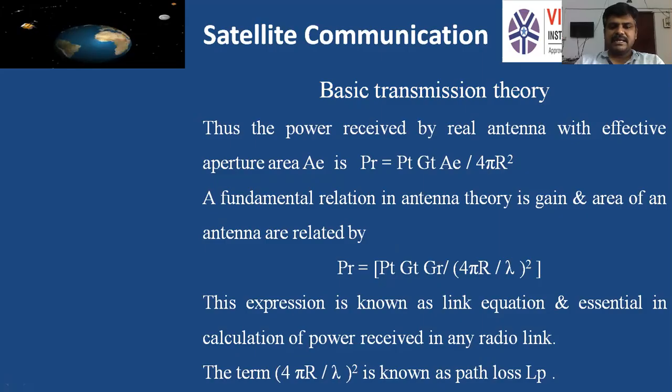The fundamental relation in antenna theory is Pr equal to PTGT-GR by 4 pi r by lambda whole square, where the denominator term 4 pi r by lambda whole square is known as path loss. And this expression is known as link equation. This expression is very important. It has a name. It is called as a link equation.